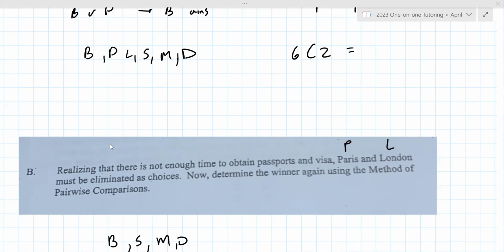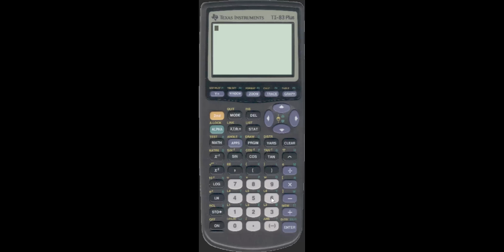All right, so I've got it up here. You have to put that first number in, 6, math, PRB, and then NCR. Do you see that there? Number 3, math, PRB, NCR, and then 2, and that should give you 15 comparisons. The reason it's not 30 is because you end up doubling up, like B versus P is the same as P versus B. And that's why it's half.